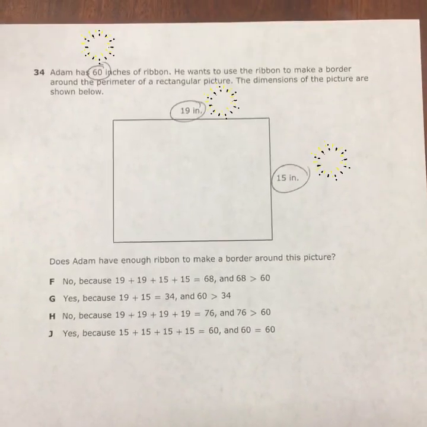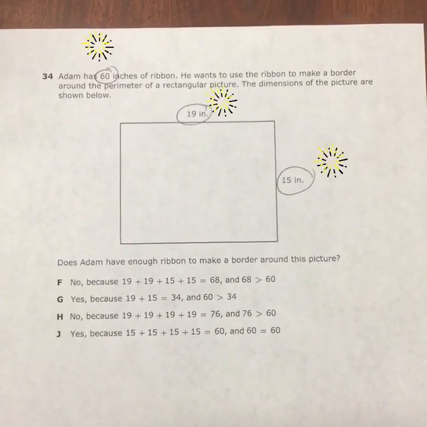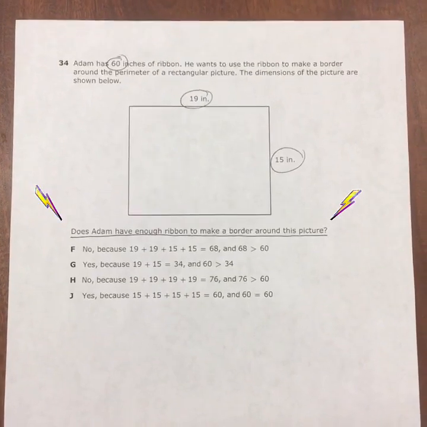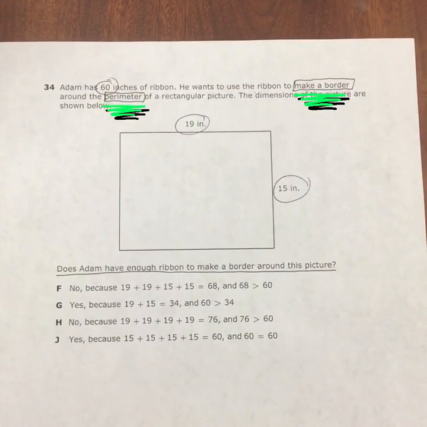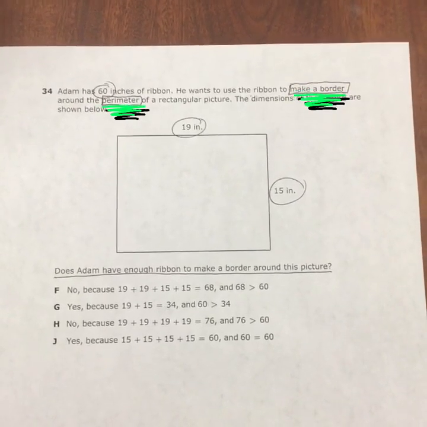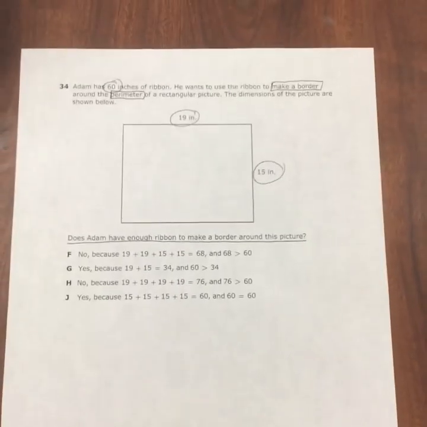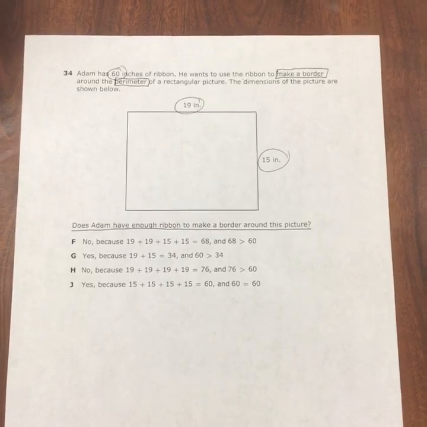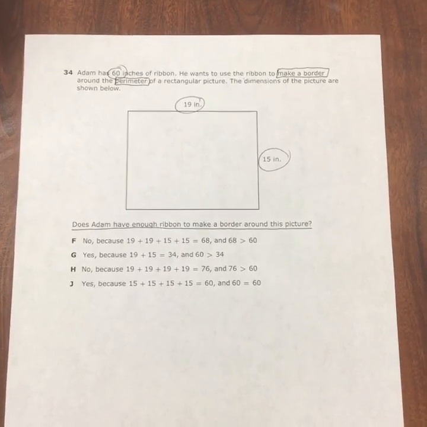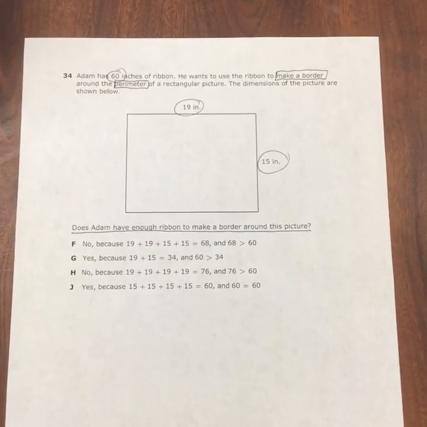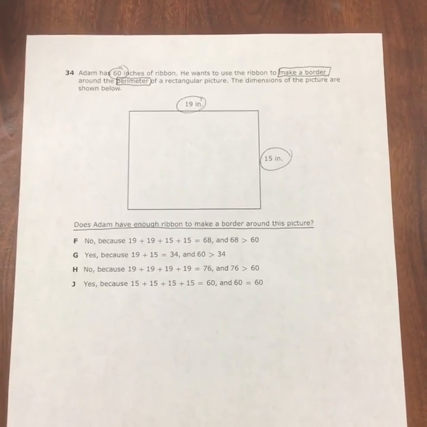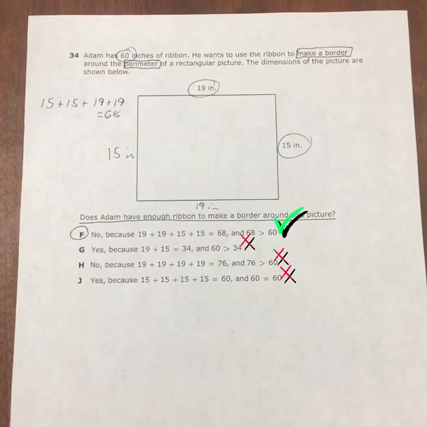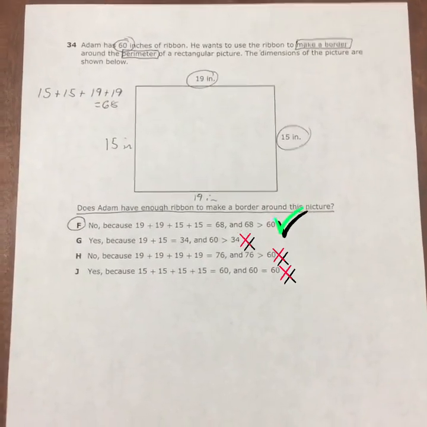You can see for step 1, I circled the important numbers. For step 2, I underlined the question. For step 3, I boxed the math action words. For step 4, evaluate, I figured out what I was doing. I'm making a perimeter out of ribbon, which means I need to solve the perimeter of this rectangle. For step 5, I solve and then I check.